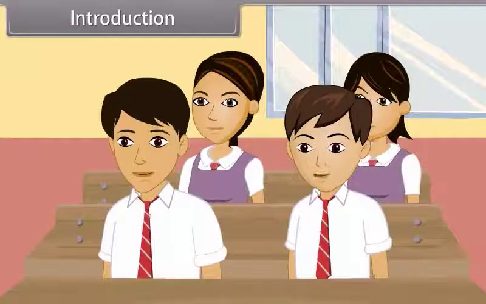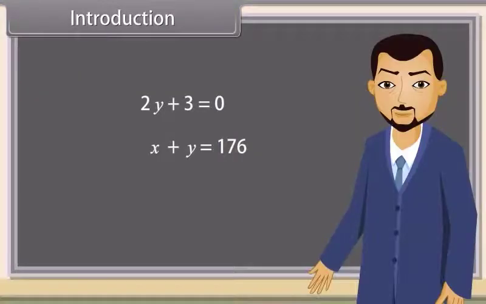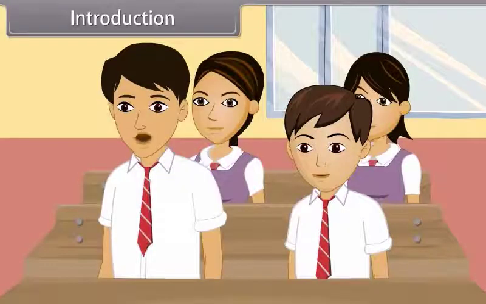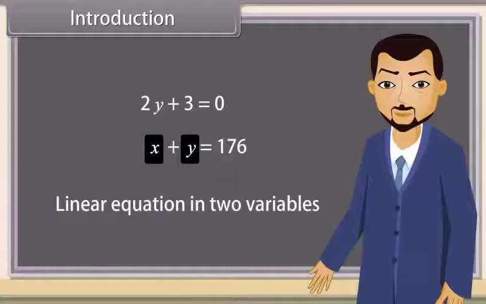This is also a linear equation. Yes, this is also a linear equation, but it has two variables, x and y. So it is called a linear equation in two variables. We want to know more about this, sir. Okay, so we will study linear equations in two variables today.